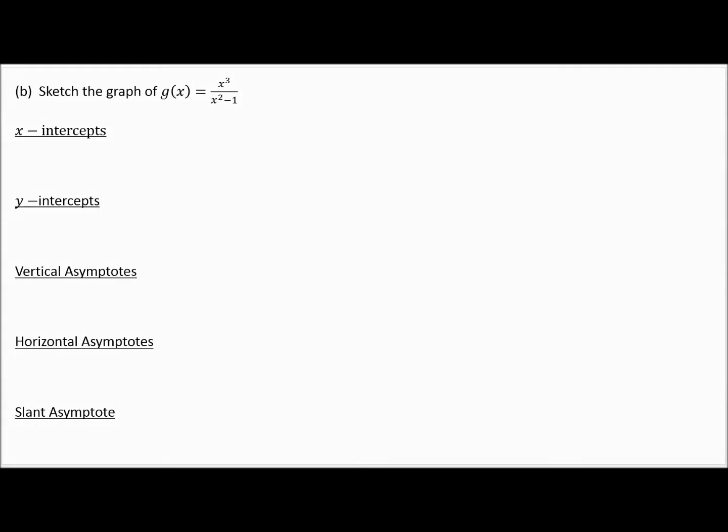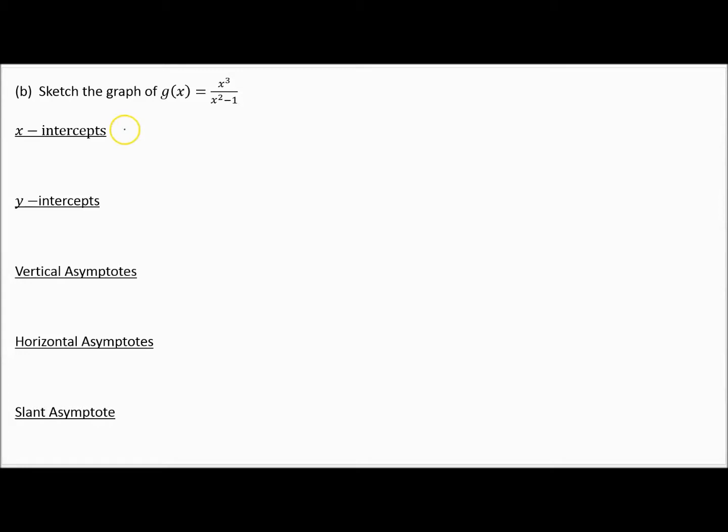We want to sketch the graph of g of x equals x to the third divided by x squared minus 1. And I'm just going through the list of guidelines. You need to find all these things that are listed. You don't necessarily have to find them in this particular order, but I'm going to do this order every time because that just matches the guidelines. But the first thing we want to do is find the x-intercepts.